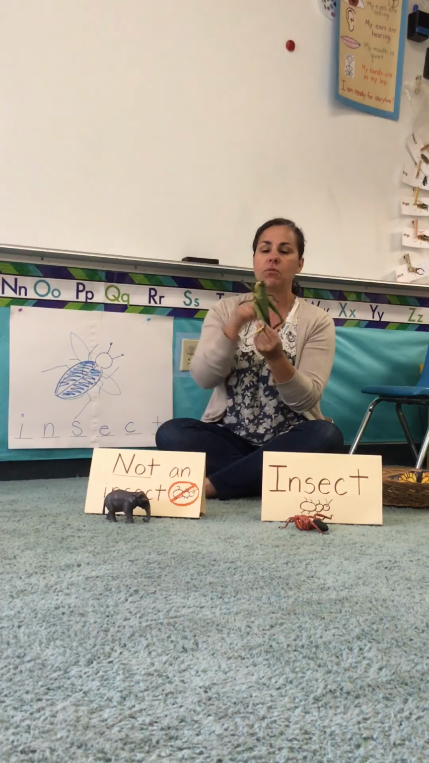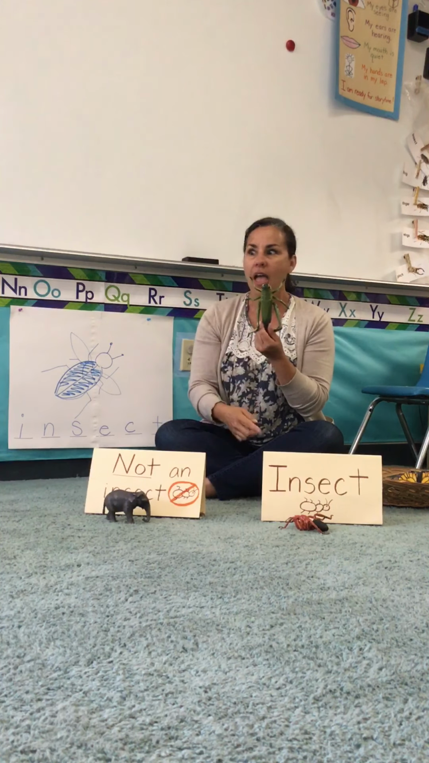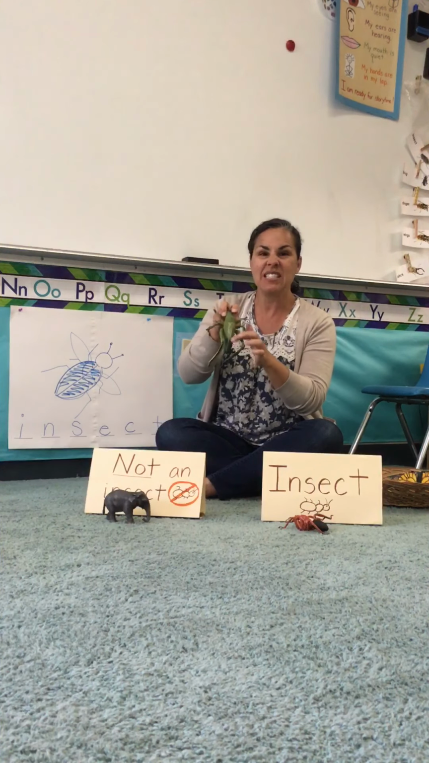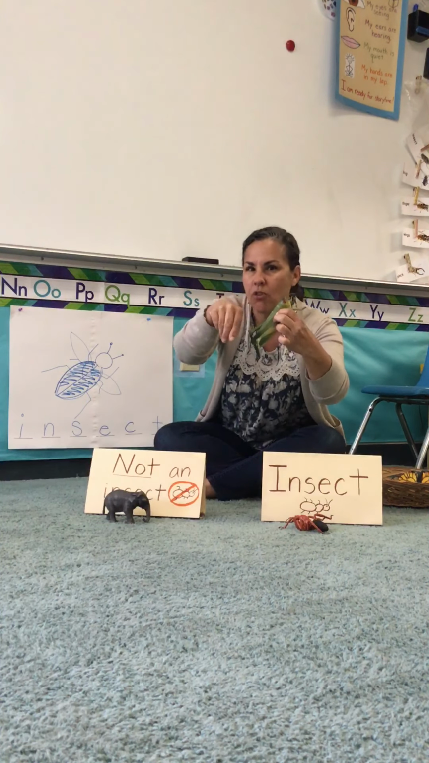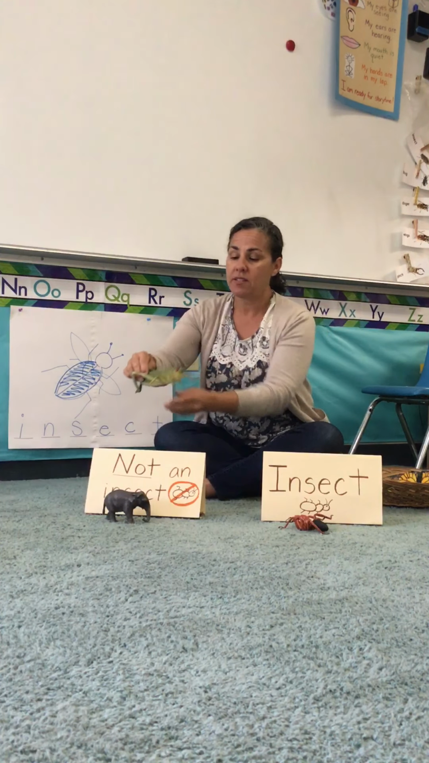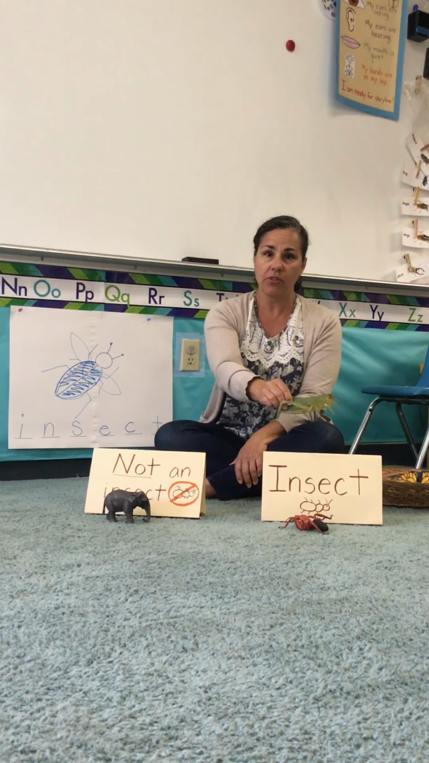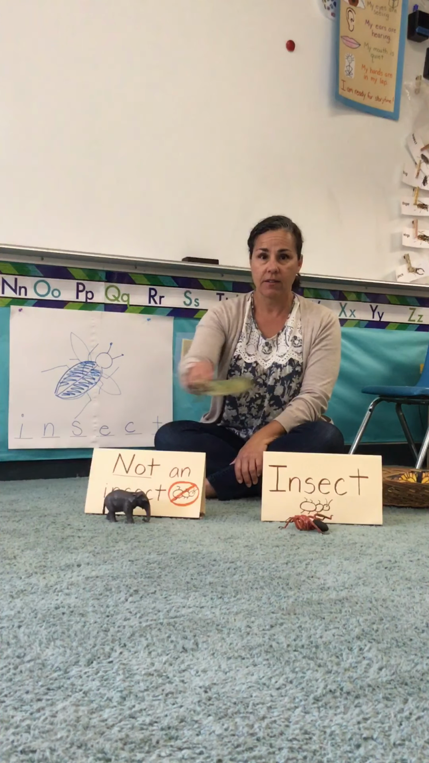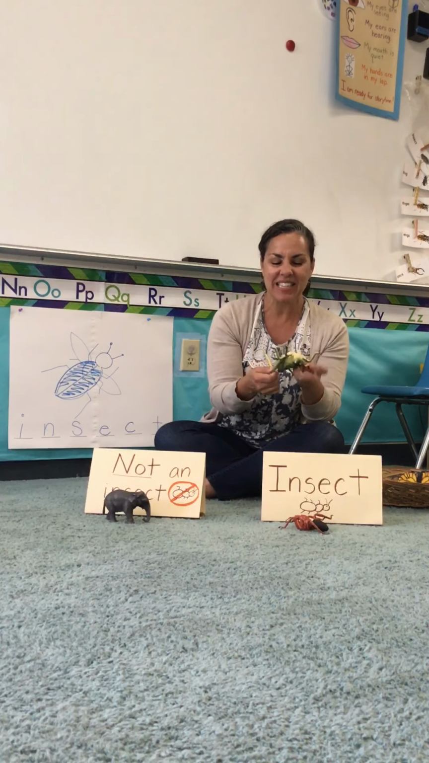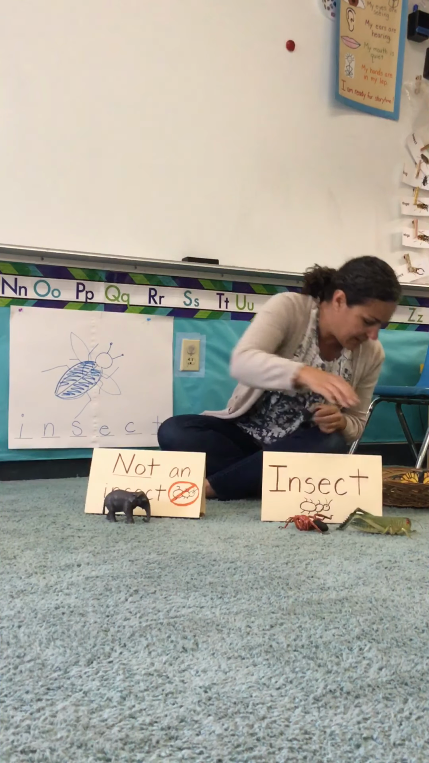Let's count his legs. Are you ready? 1, 2, 3, 4, 5, 6. Hey, that sounds just like an insect. You can see he's got wings, but they're all folded up. This is a grasshopper. Should we put the grasshopper here, not an insect, or here, yes, an insect? Show me with your fingers. You're right. A grasshopper is an insect. 3 body parts, 6 legs, 2 antennae, insect.